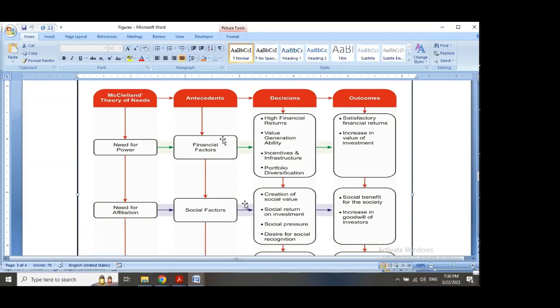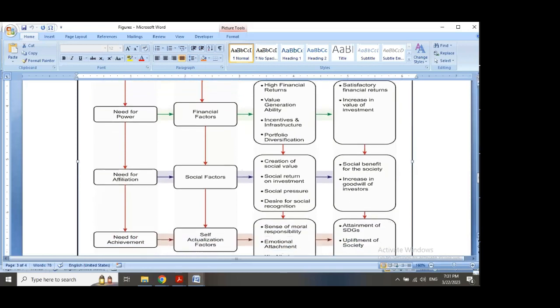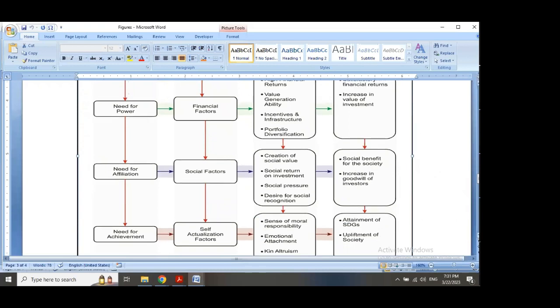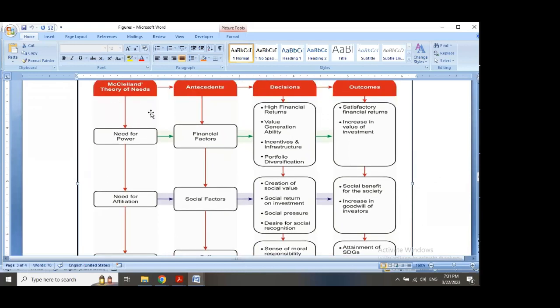Can you see? If the financial factors are motivating them, then what is the outcome? They want satisfactory financial returns and an increase in the value of investment. If they are motivated by social factors, what is the outcome? Social benefit for society and an increase in the goodwill of the investors, right? We have also added a theory along with this: McClelland's theory of needs. Need for power, need for affiliation, and based on this, our data analysis part.